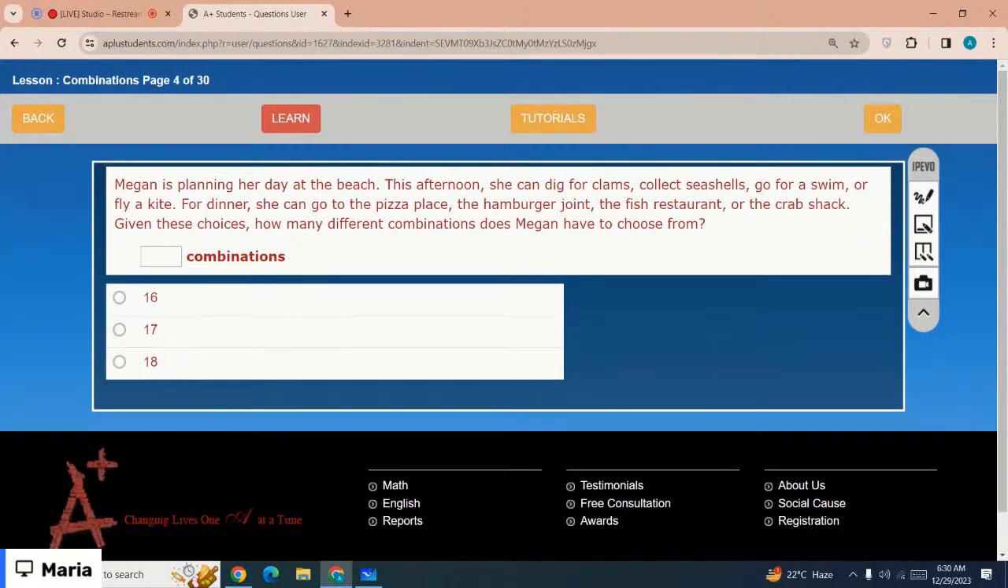Megan is planning her day at the beach. This afternoon, she can dig for clams, collect seashells, go for a swim, or fly a kite. For dinner, she can go to the pizza place, the hamburger joint, the fish restaurant, or the crab shack. Given these choices, how many different combinations does Megan have to choose from? So, which is the correct option?